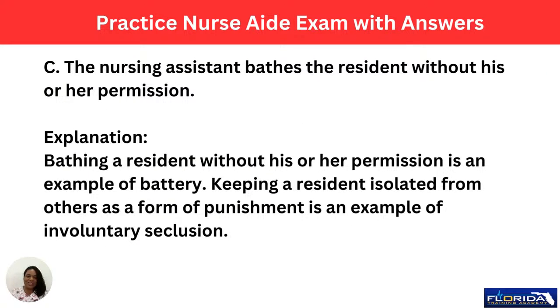So if you chose C, the nursing assistant bathes the resident without his or her permission as an example of battery, you're absolutely correct. So bathing a resident without his permission is an example of battery, as I just stated. But keeping a resident isolated from others as a form of punishment is an example of involuntary seclusion. So, both are bad, but for this particular question, C would be the best response.